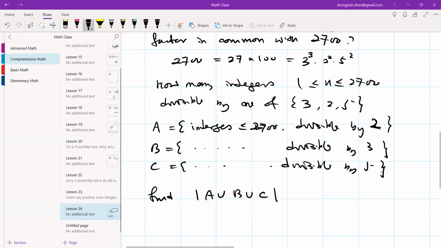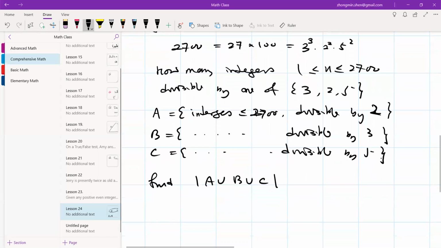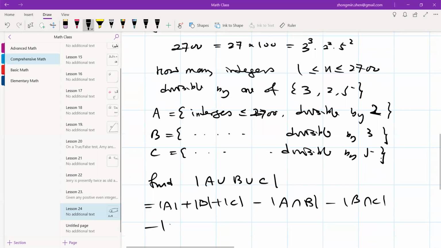So you just need to find that. Okay? And according to the formula, okay, this is going to be the sum of this minus this, minus this, minus this, and plus the intersection of these three sets.